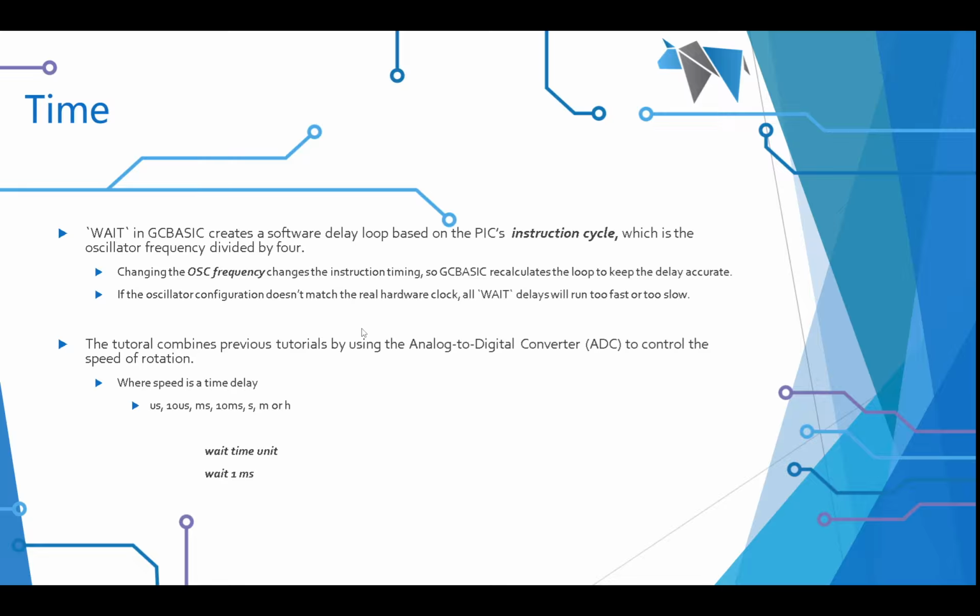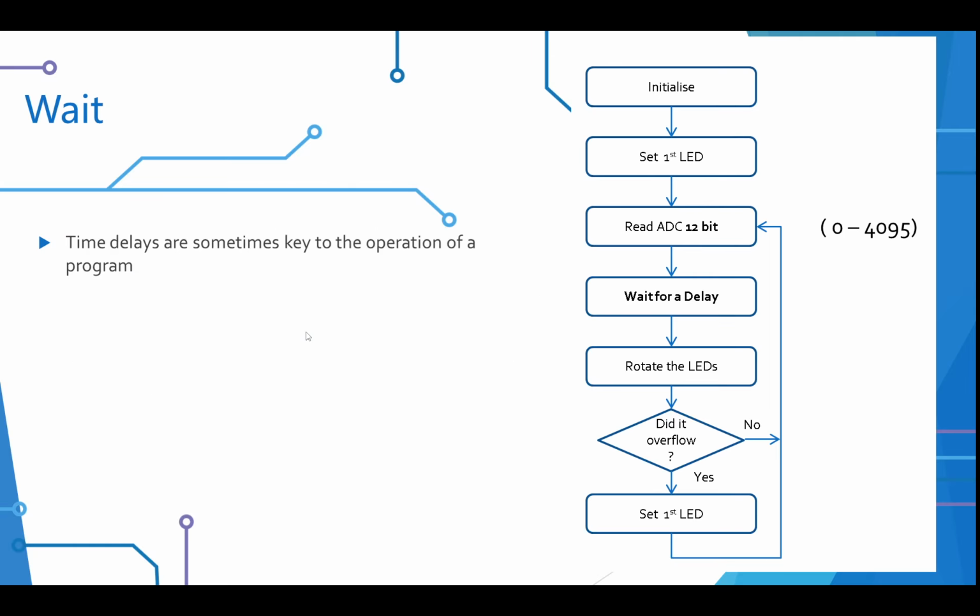So this tutorial is going to pull together using the ADC and this Wait to figure out how long it should wait rather than just do a fixed delay. We're going to initialize the chip, set the first LED, read the ADC, and then wait for a delay based upon that, rotate the LEDs, and ask did it overflow? If it didn't overflow, do it all again, and when it does overflow, go back and set the first LED. Pretty simple.